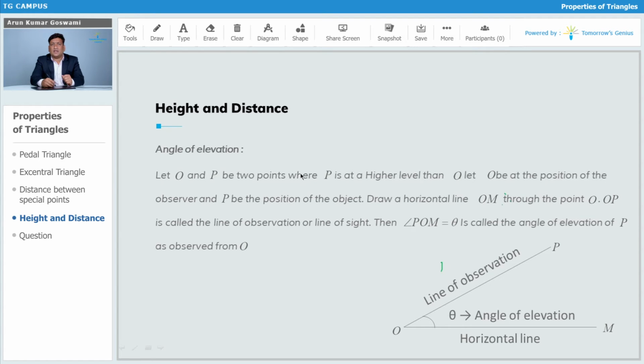Before that, we need to know two small concepts. As you watch the video, if your screen is in front of your eyes, your line of sight will be horizontal. But if you want to look down or up, you have to change the angle of your eye. You can see here, this is called the line of observation, also known as the line of sight.